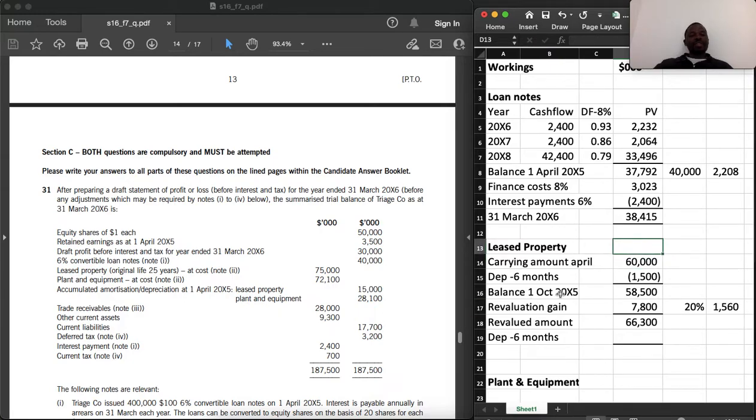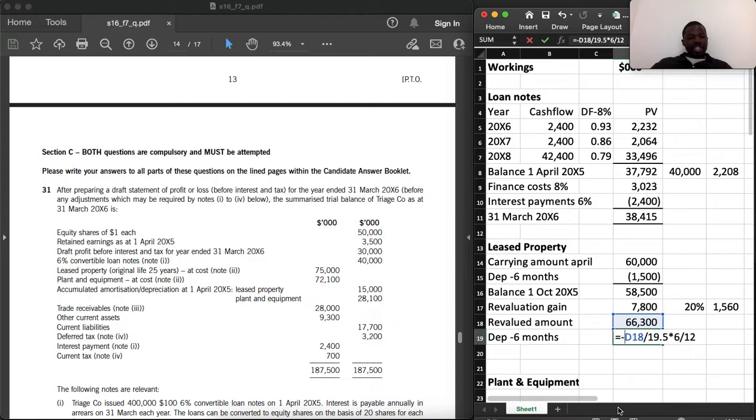So at the beginning of the year, this asset had a life of 20 years, and we depreciated for half a year, that is 6 months here. So the asset now was left with what? 19.5 years. So we'll say 66,300 divided by 19.5 years. We get the depreciation for 1 year. Then we multiply by 6 divided by 12.